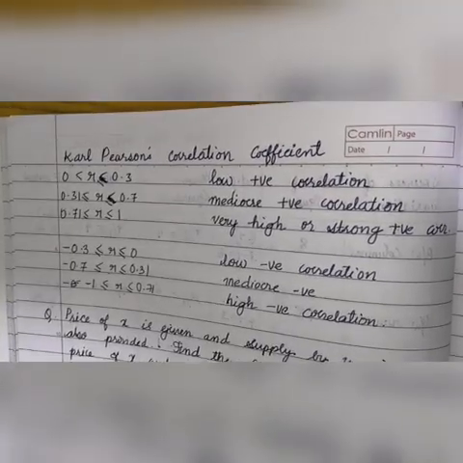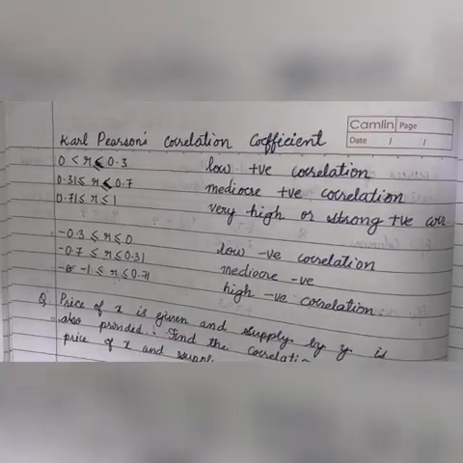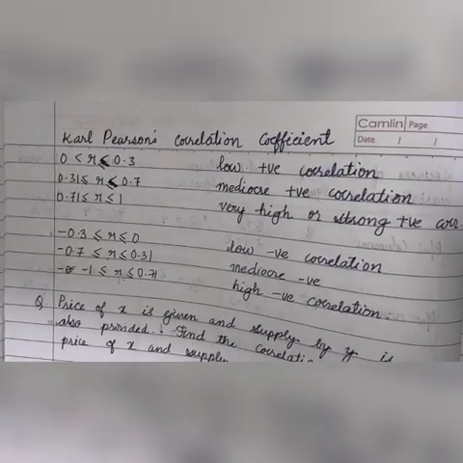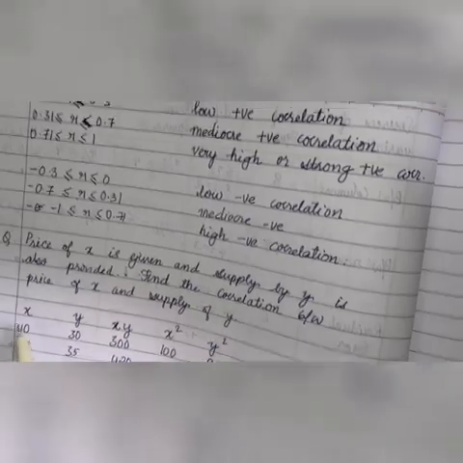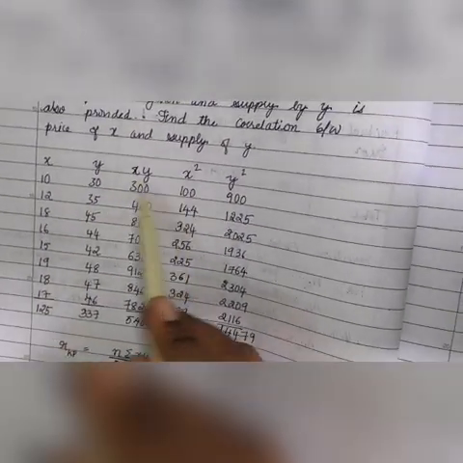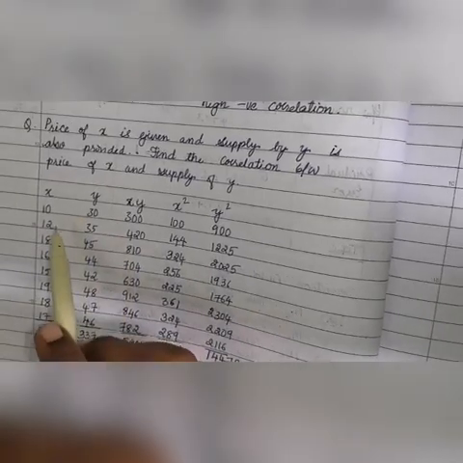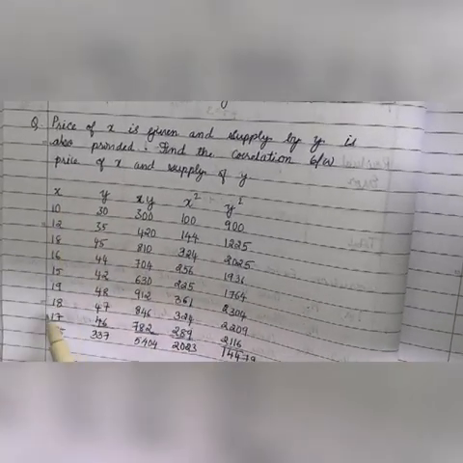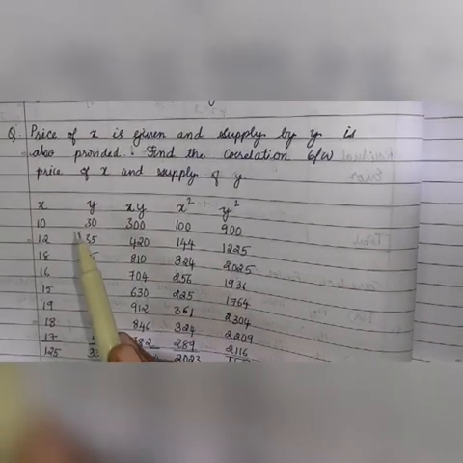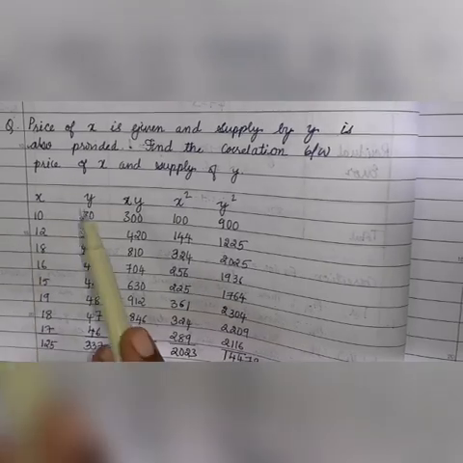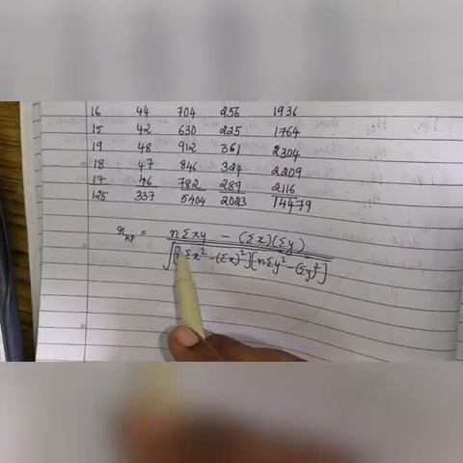So let us see a few examples for Karl Pearson's correlation coefficient. This is the question. You will be given x and y values in the question. This part I have calculated for ease of use. So x is the price of a commodity and y is the supply of a commodity. They are asking us to find the correlation between the price of x and its supply. Okay, and the formula for the correlation coefficient is n.